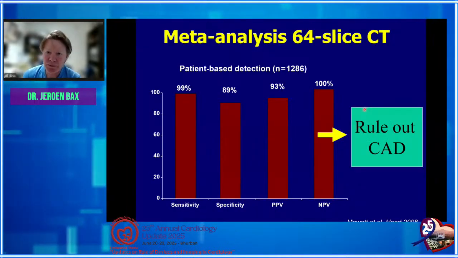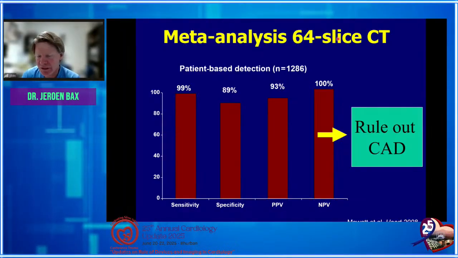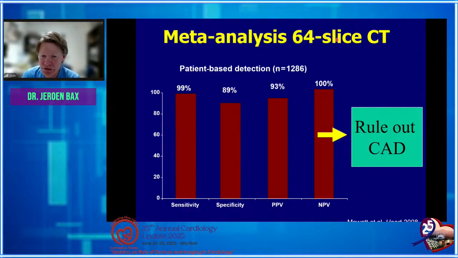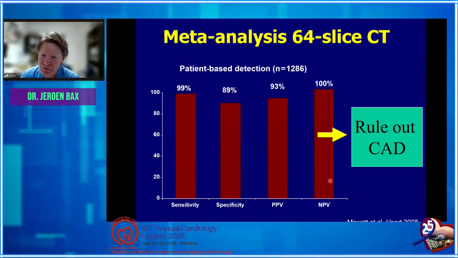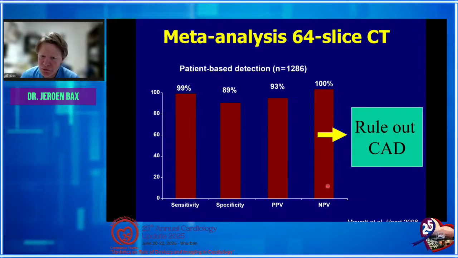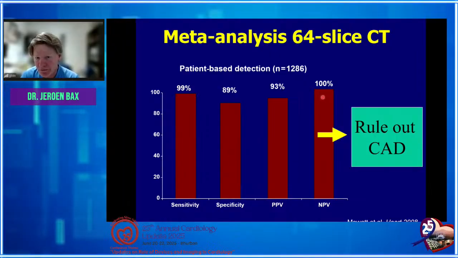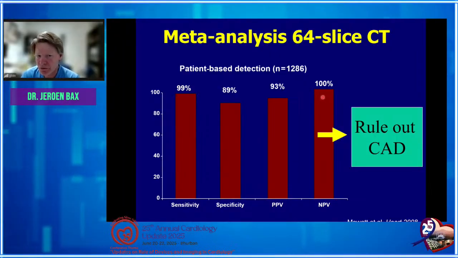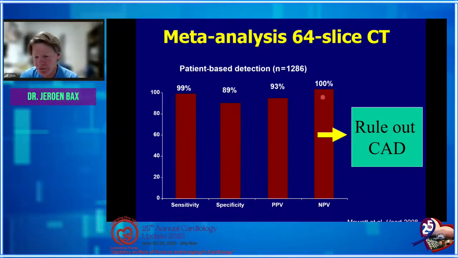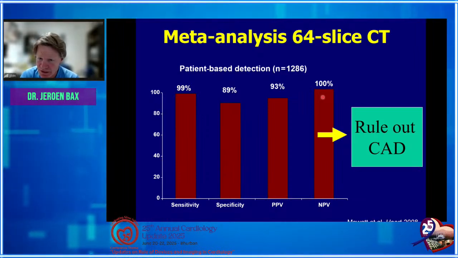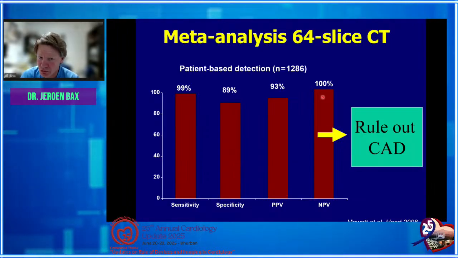If we take a look at this meta-analysis, which was done already in 2008, 64 slice CT, now everybody uses these 320 CT scanners or even bigger. And you see that if your CT scan is completely normal, the rule out of coronary disease as compared with invasive angiography is very, very good. A normal CT scan is almost completely identical to what you will see on the invasive angiogram. So 100% rule out is a good one.